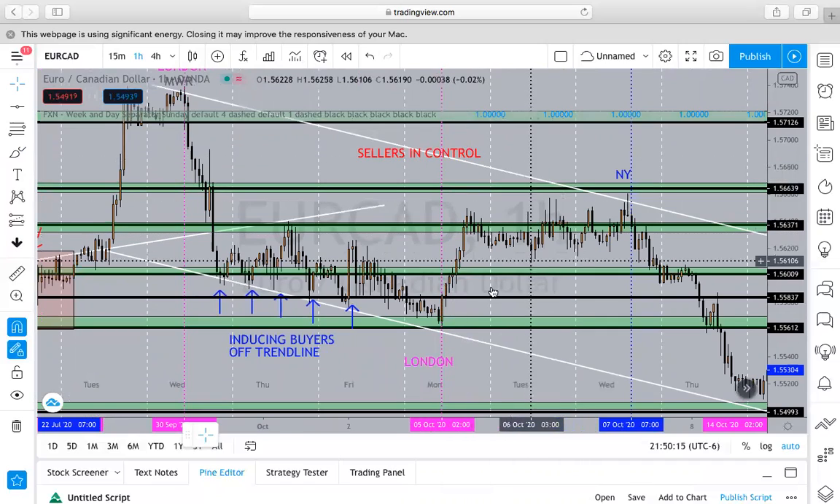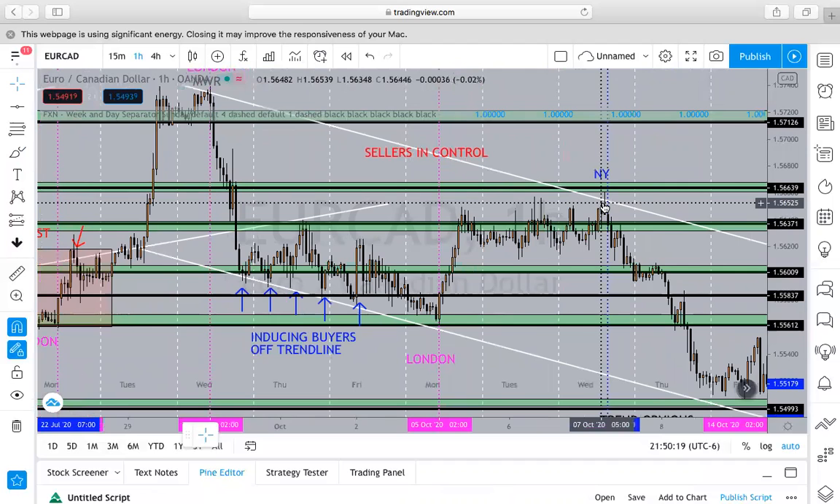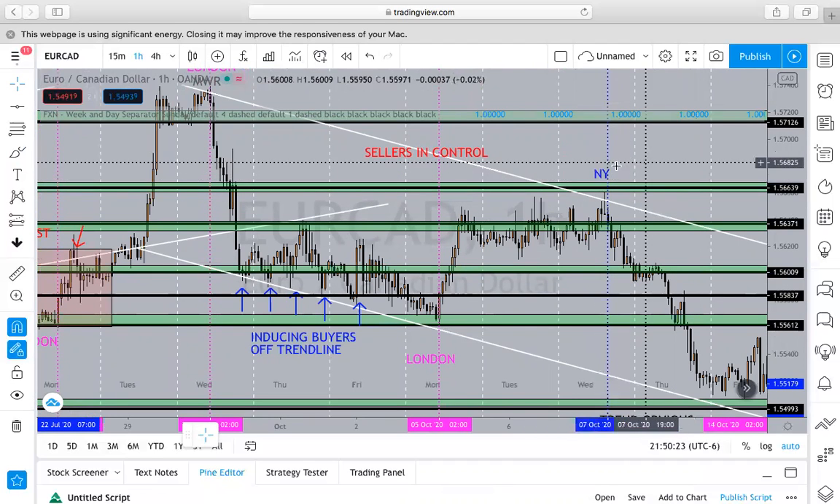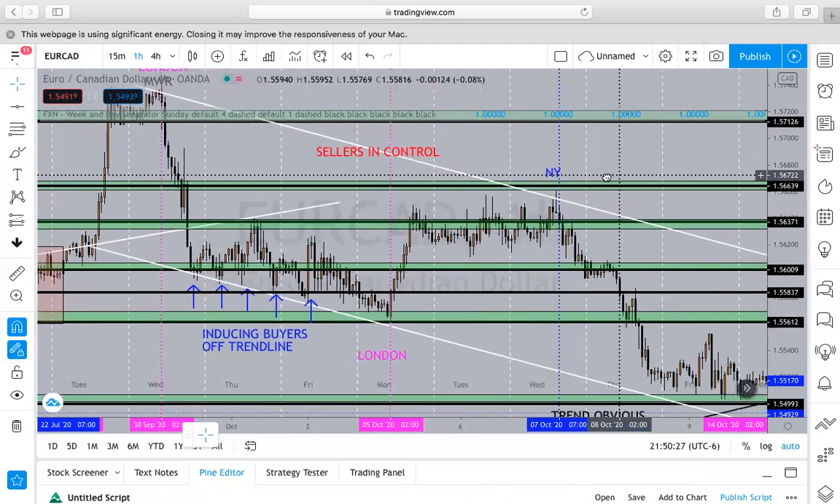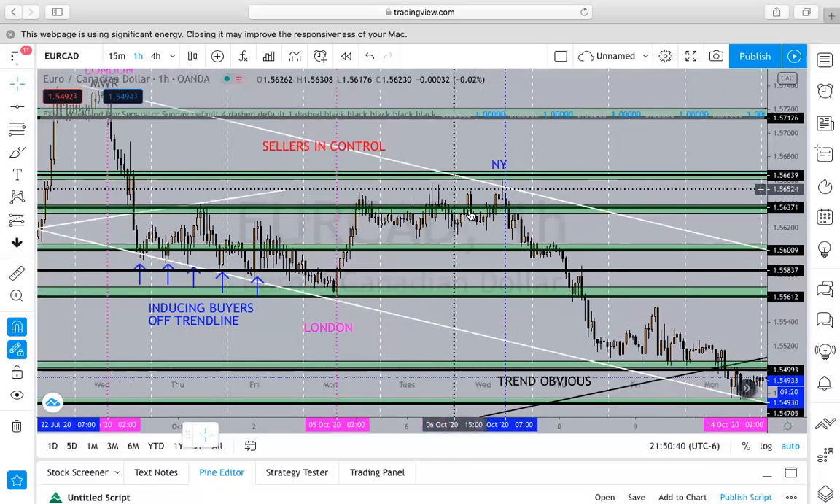Sellers are in control, pushing the market down, midweek reversal Wednesday. New York session, perfect trade opportunity. Induce the buyers, let them get in. If anybody had their stop loss down there, it came down and hit their stop loss before it moved up. But if you did catch it, like I said, it was just a trap for you to think it was going to keep going up, but it dropped.